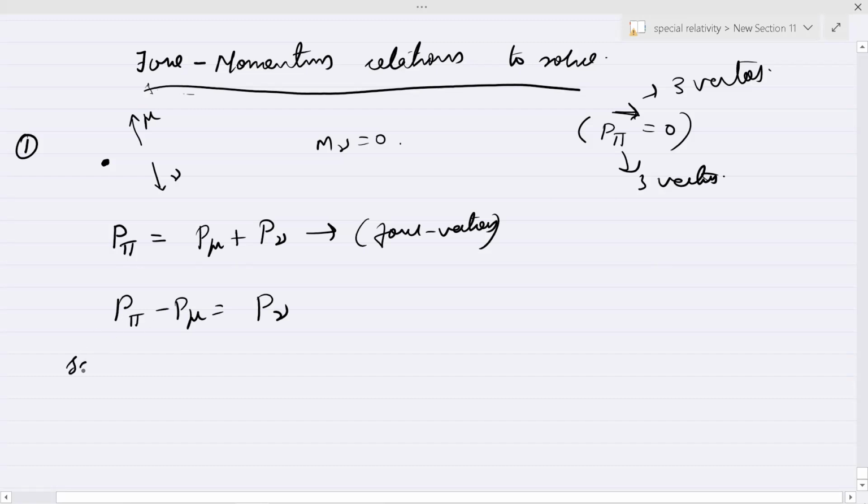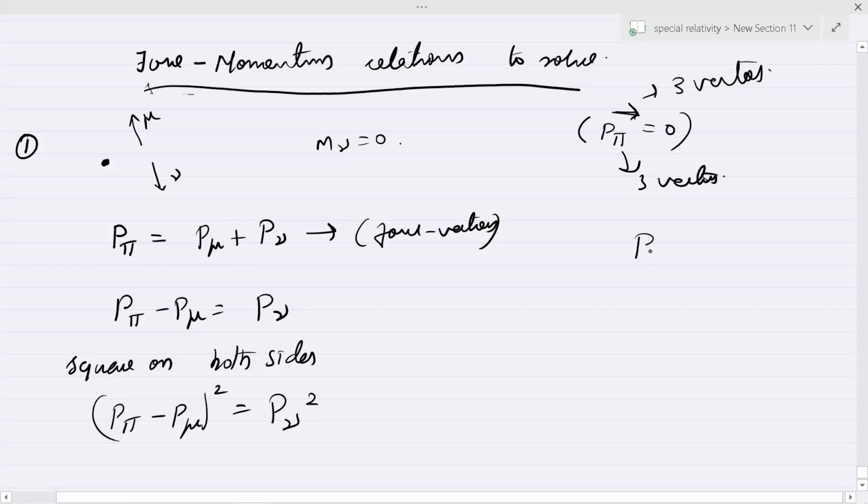Now you square on both sides. Sometimes this is an easier way to do so. So you see that p pi minus p mu, these are 4 vectors, is equal to p nu square. And what's p nu square? This is the 4 momentum square for a massless particle. What's it equal to? Quick answer. P nu square is equal to?